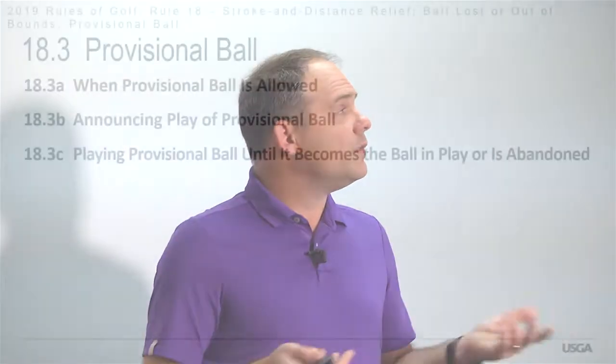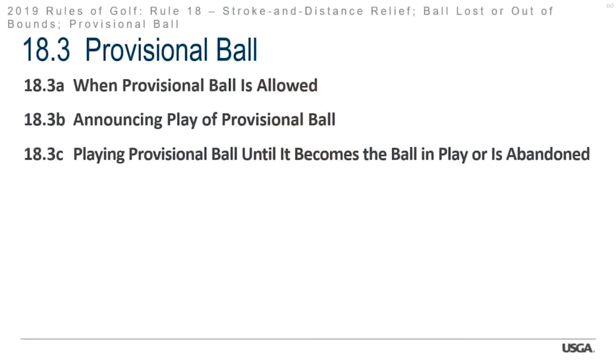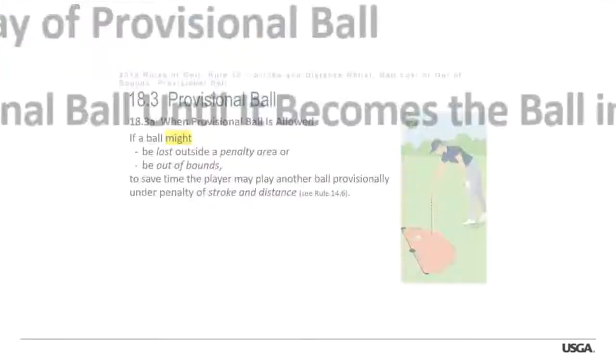All right, 18.3. A couple of little changes, as I noted a little bit earlier, but for the most part, the provisional ball rule is exactly the same as it has always been. We've got 3 subsets here. When can we play a provisional? What do we have to do to get that provisional correctly announced? And when can we play the provisional until it becomes the ball in play? That's what these 3 parts of this rule will talk about.